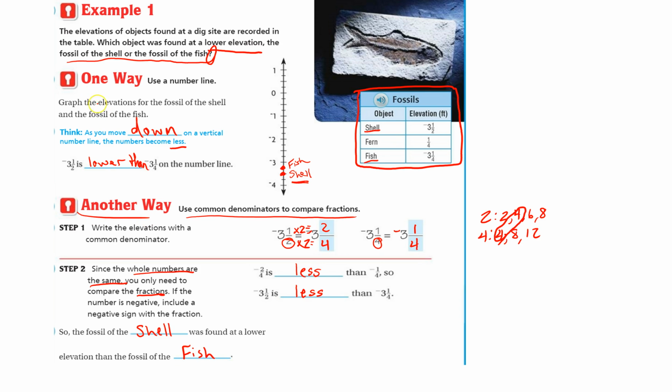So this was two ways. The first way we used the number line and we could see the shell was at the lower elevation, and the second way we just used common denominators so we can compare the fractions, and we still found that the shell was at the lower elevation.